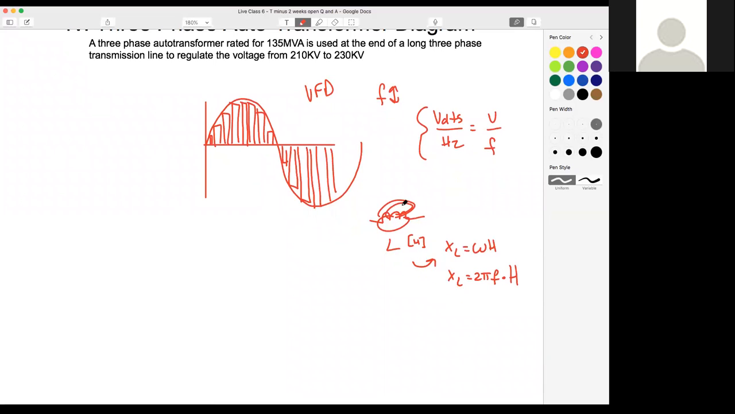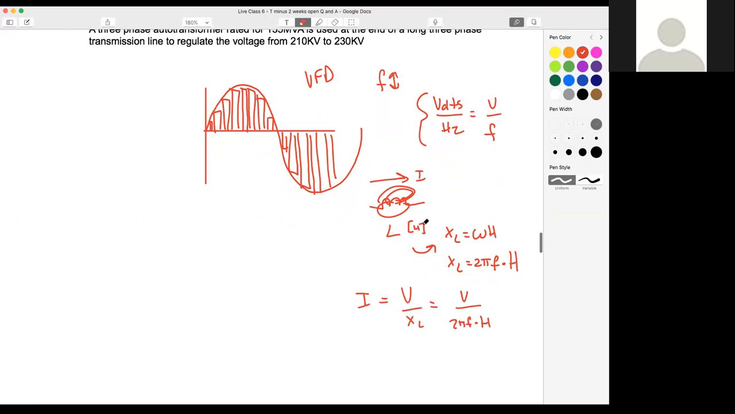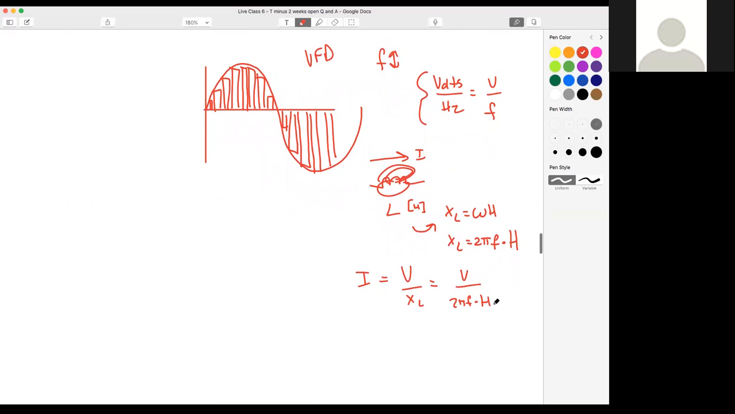And our magnetic field grows in relationship with our current. So this inductor, if it's drawing a current, I is going to equal what? V over X of L. So I in our magnetic field is going to be directly related to V divided by 2 pi F times the actual inductance. And so this is where things get interesting. If we raise our henries, or if we raise our frequency, our I is going to drop down, right? What happens if we lower our frequency?